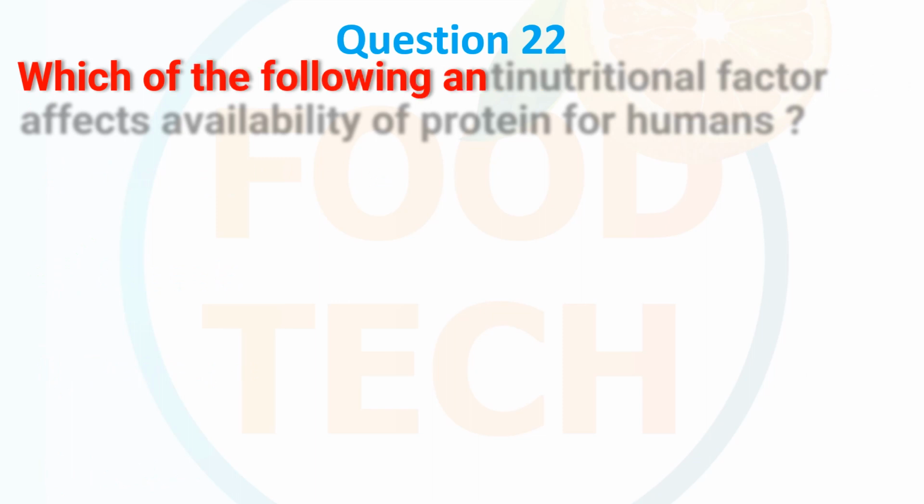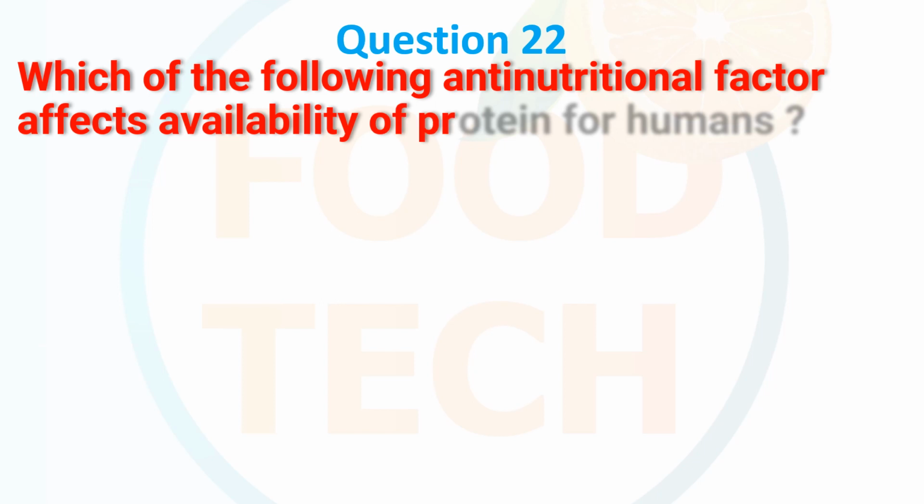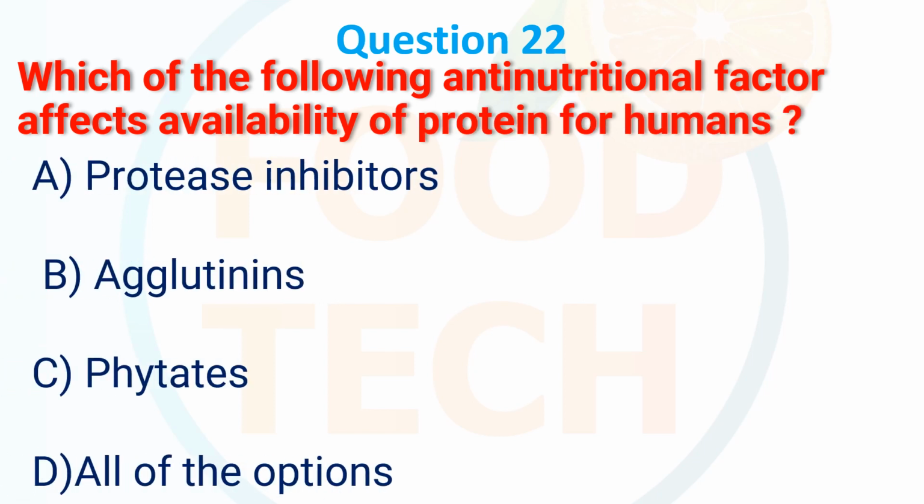Which of the following antinutritional factors affect the availability of protein for humans? A. Protease inhibitor, B. Agglutinin, C. Phytase, D. All of the options. The answer is D. All of the options.